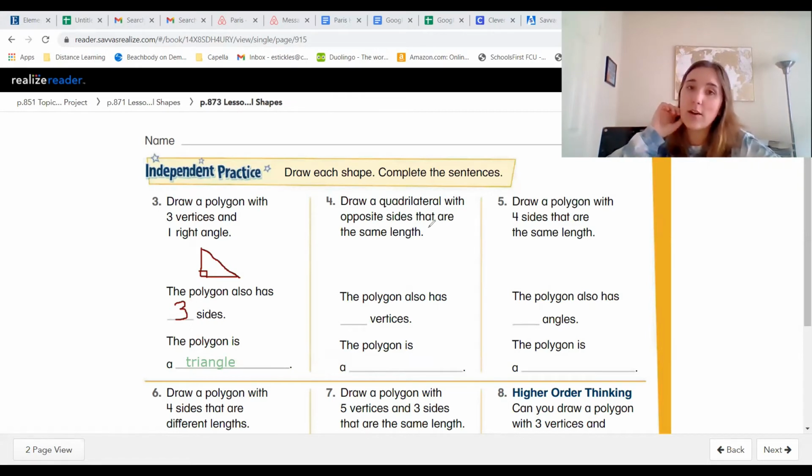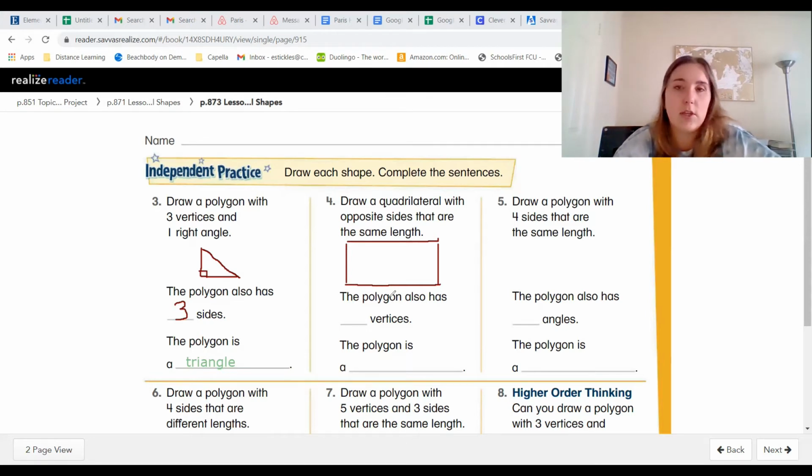Okay, so I'm gonna draw a quadrilateral that has opposite sides of the same length. So I'm gonna draw one side this long, and then my other side has to be the same length. And then I'm gonna draw this side and this side. So my opposite sides are short here, and these opposite sides are long, but they're the same length as each other. So my polygon has 4 corners, 4 vertices, and this would be a rectangle, right? We would call this a rectangle, and it's a type of quadrilateral. It's also a rectangle because the corners are all right angles, which is pretty cool.